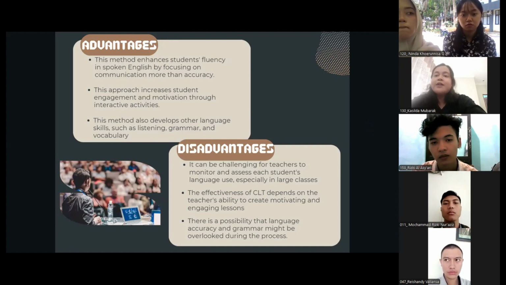The third, risk of focusing on fluency over accuracy. There's a potential risk of prioritizing smooth speaking over correct grammar and accuracy.